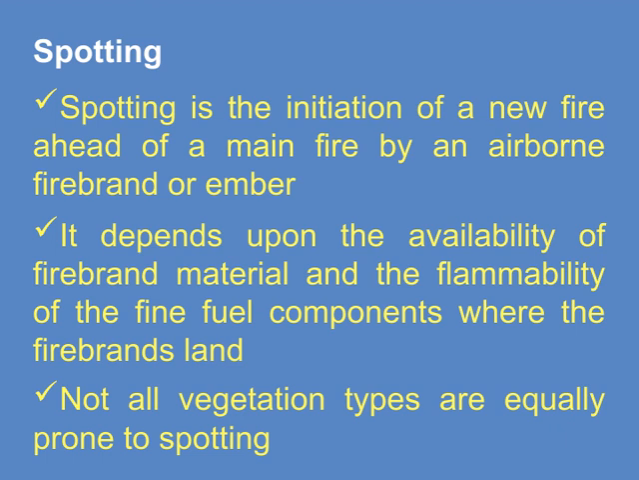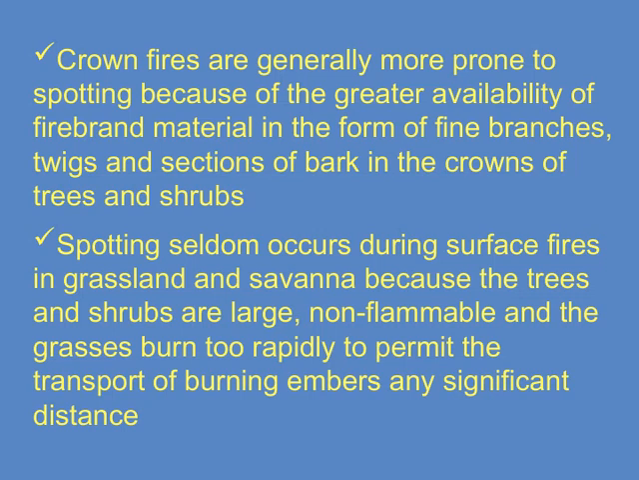Crown fires are generally more prone to spotting because of the greater availability of firebrand material in the form of fine branches, twigs, and sections of bark in the crowns of trees and shrubs. This means that when a crown fire occurs, there are more tiny, burning pieces that can be carried by the wind to ignite new spots ahead of the main fire. Spotting is a key factor in how quickly and unpredictably these fires can spread.